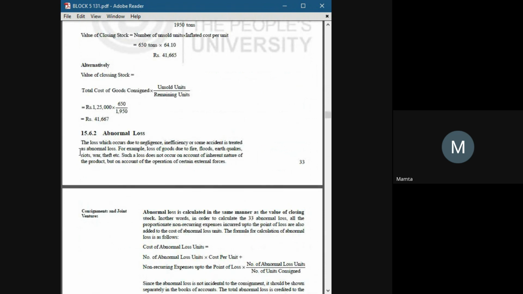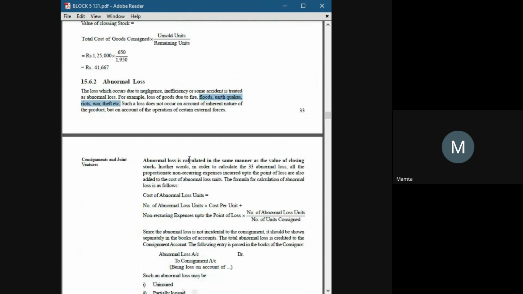Abnormal loss. The loss which occurs due to negligence, inefficiency, or some accident is treated as abnormal loss. Loss of goods due to fire, flood, earthquakes, riots, war, theft, etc. These types of loss are known as abnormal losses. Abnormal loss is calculated in the same manner as the value of closing stock, meaning there won't be any difference in calculating the loss.